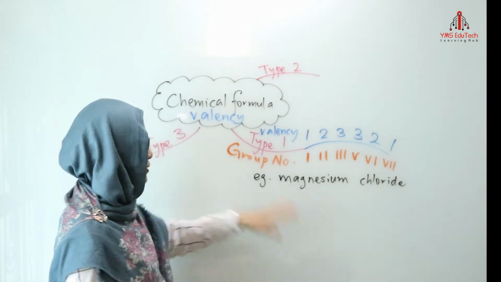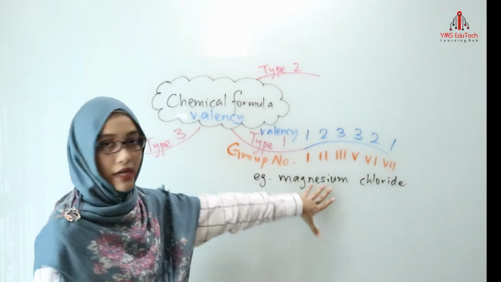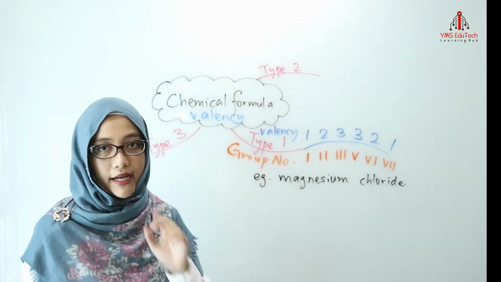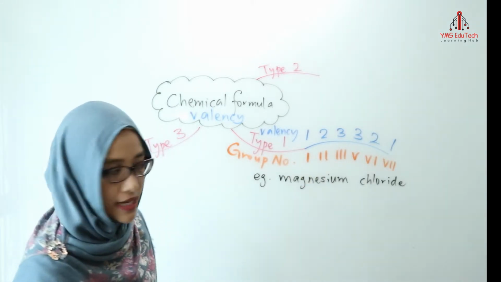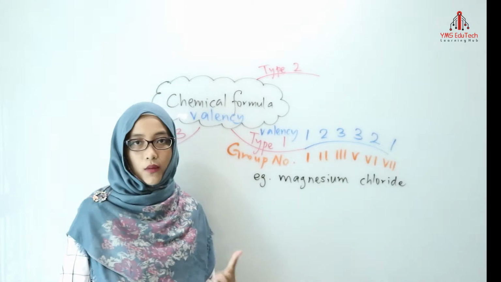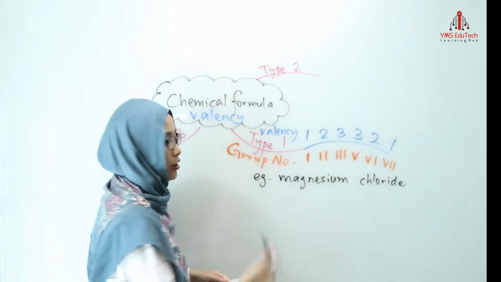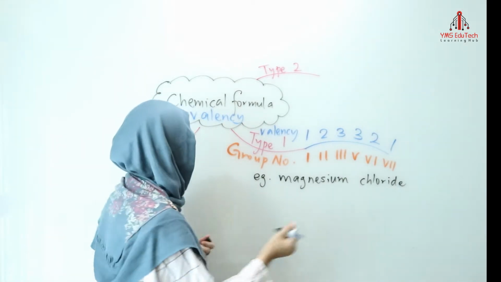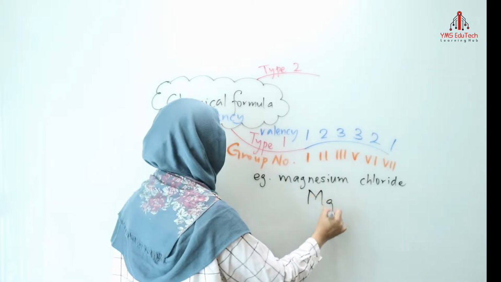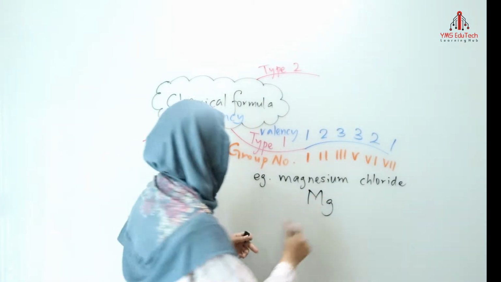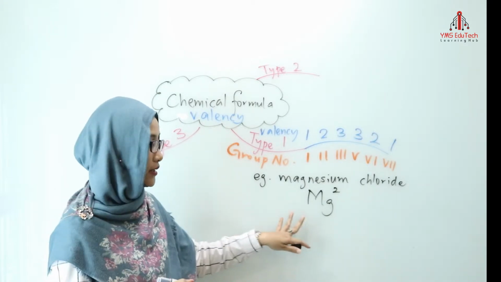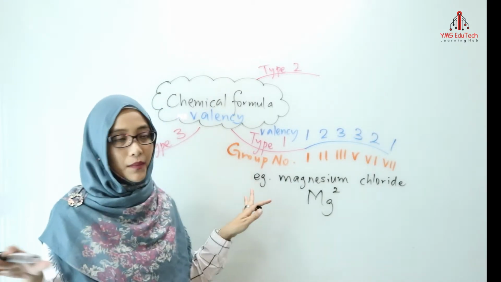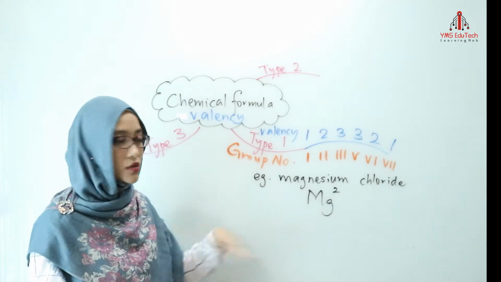So that is why on my mind map I don't include charges. I only wrote down the valencies, because I don't want to get carried away with the charges. So magnesium belongs to group 2, so it has valency 2. Just write down the 2 there. Leave it like that. It doesn't mean anything, but this is our working, so it's okay.